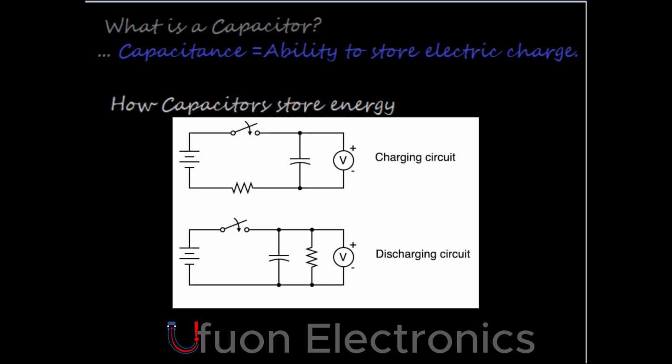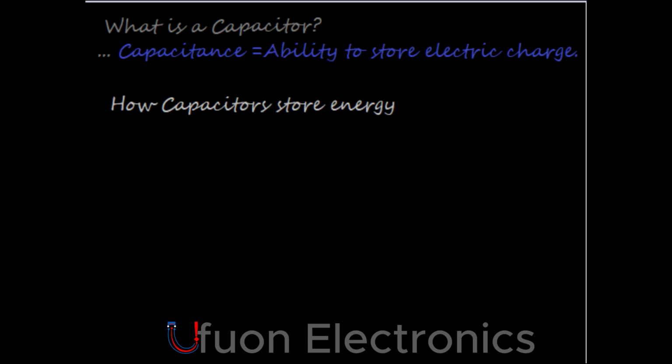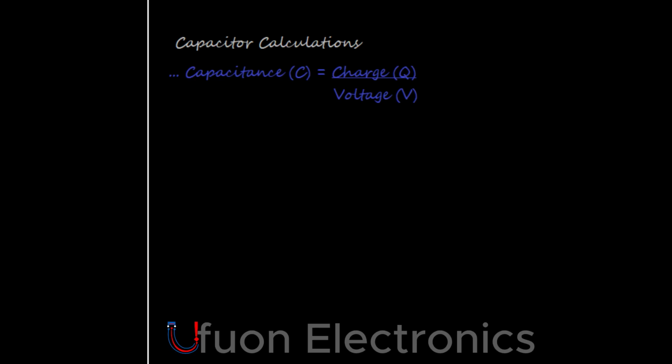Capacitors can store energy for a short period, making them useful in a wide range of electronic applications. Now let's talk about capacitor calculations. The capacitance of a capacitor is calculated using the formula C equals Q over V, where C is the capacitance, Q is the charge, and V is the voltage.